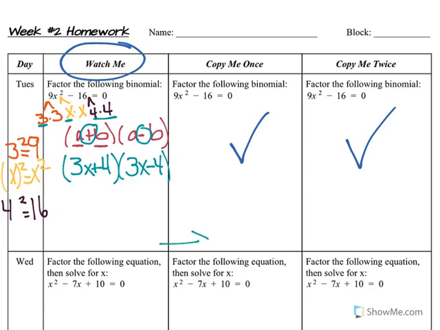So what I want you to do is just to repeat that in both of these boxes and then try the problems on the back. Break them down into perfect squares.